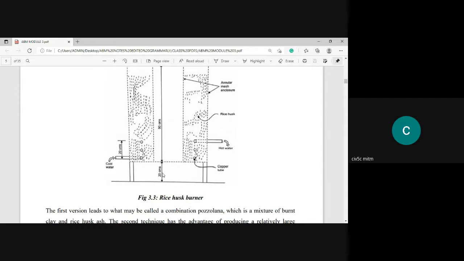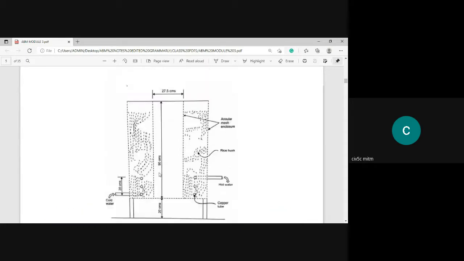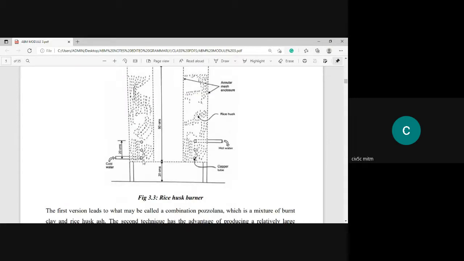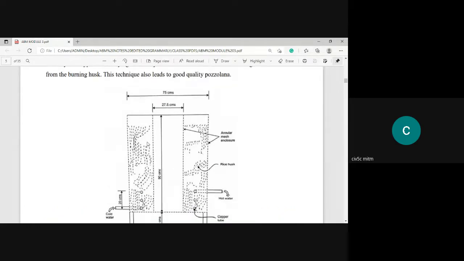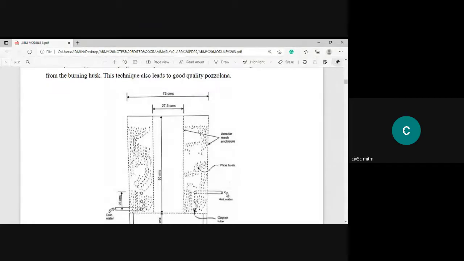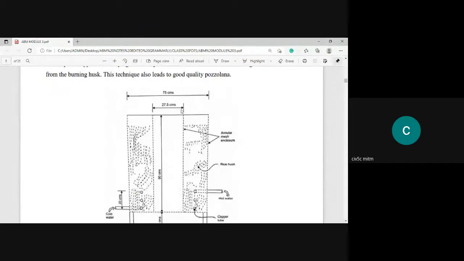So this is the 20 centimeter height. They are going to prepare a bed. Now you can see they are going to provide this mesh, and this will be the copper tube. And this is the hollow portion they have made, of 90 centimeter height and 27.5 centimeter width, and the entire device is of 75 centimeter, and this is an annular mesh enclosure.